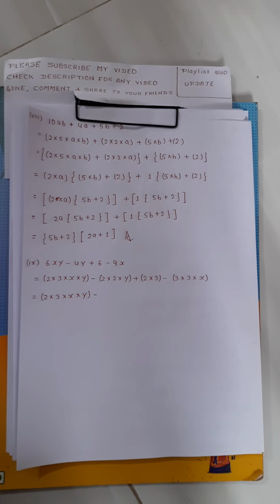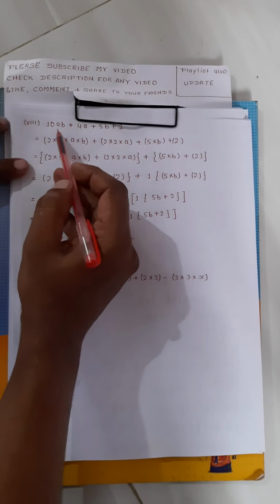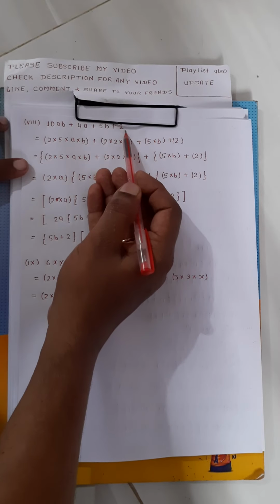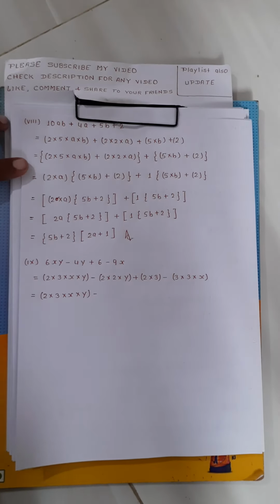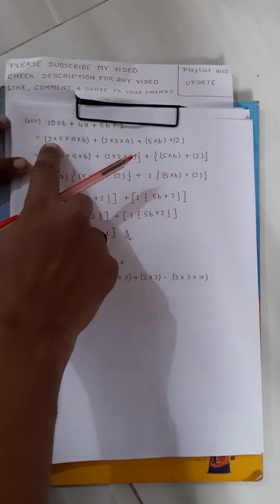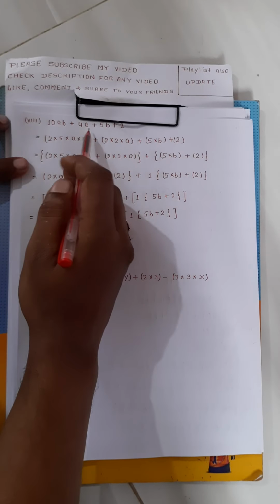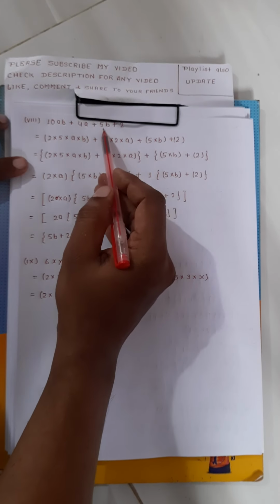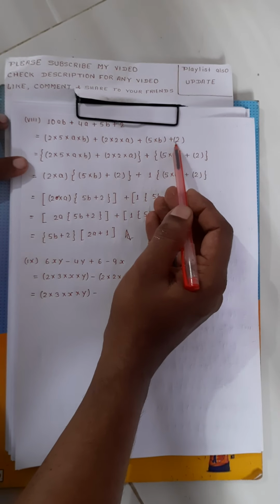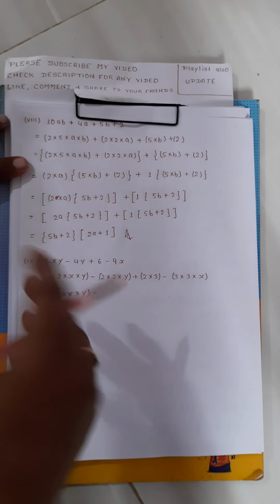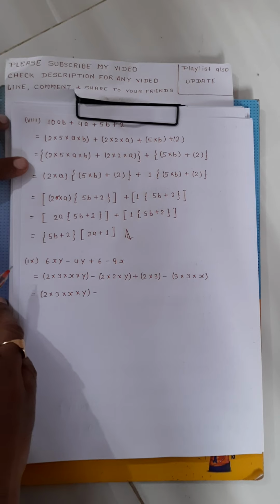Next question is the 8th question, 10ab plus 4a plus 5b plus 2. Here first we factorize all the terms, so our value will be 2 into 5 into a into b. For 4a our value will be 2 into 2 into a. For 5b our value will be 5 into b. For 2 our value will be only 2 because 2 is a prime number.